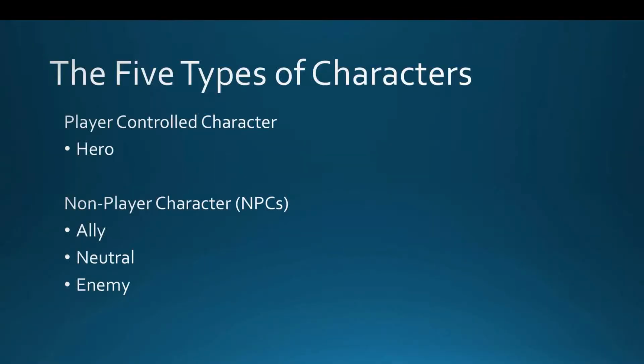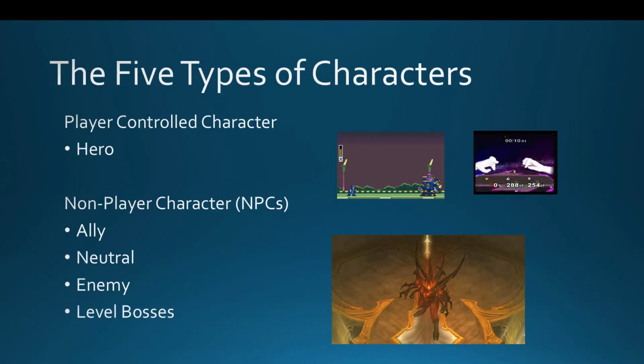The last type of character is your level bosses or uber enemies. These enemies are more powerful than your average enemy and usually also have dedicated story elements tied to them. The main villain of a game will often be referred to as an end boss, and there will be gameplay associated with them that makes them the most difficult to defeat.